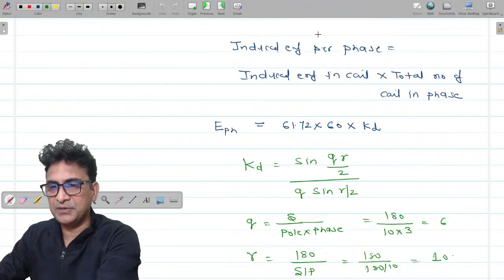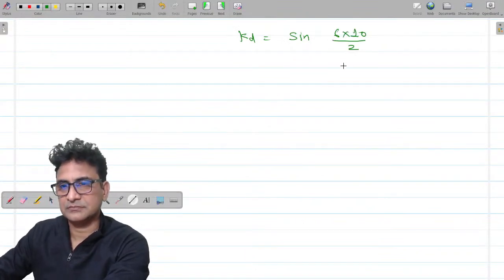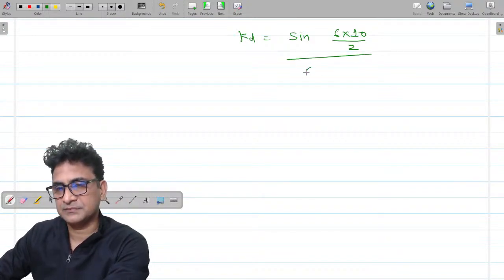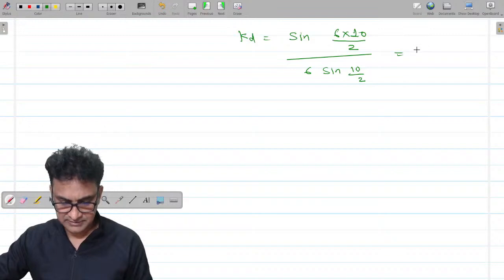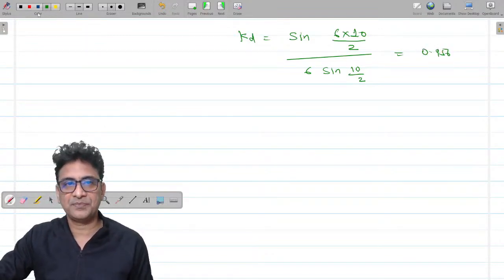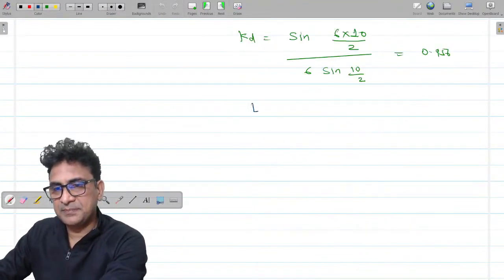sin(q gamma by 2) divided by q sin(gamma by 2). Q is 6, gamma is 10 degree divided by 2. If you calculate, you will get 0.956. Clear?